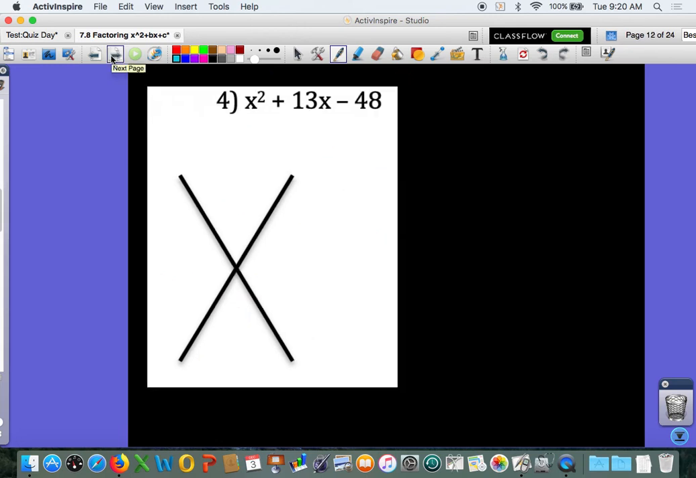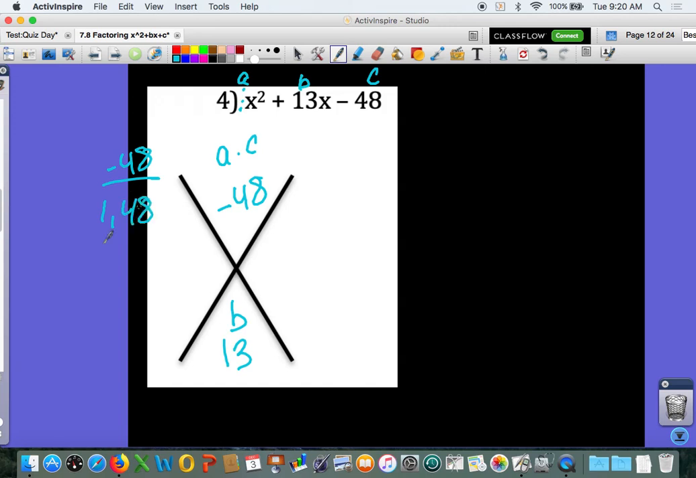Number 4. Let's fill in my labeling. Your A is 1, your B is 13, and your C is negative 48. The top of your X, A times C. 1 times negative 48 is negative 48. Your B on the bottom is positive 13. Okay? Factors of 48.